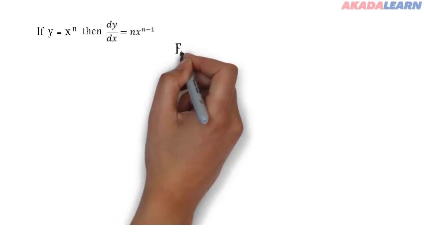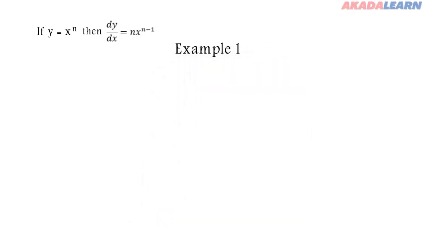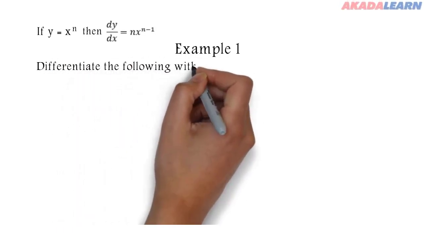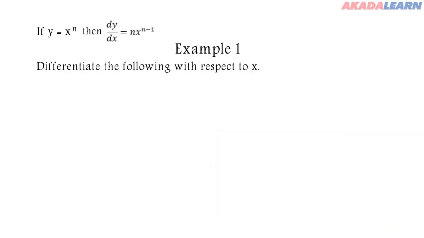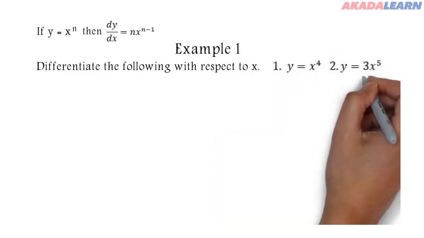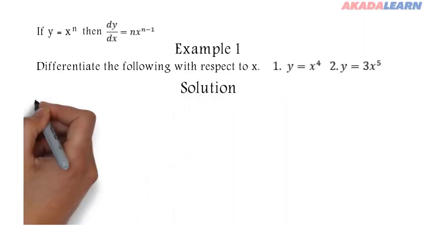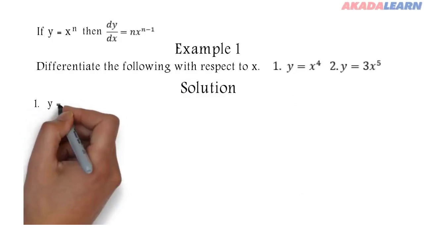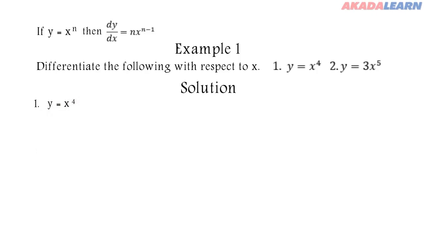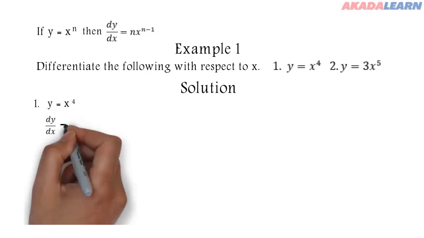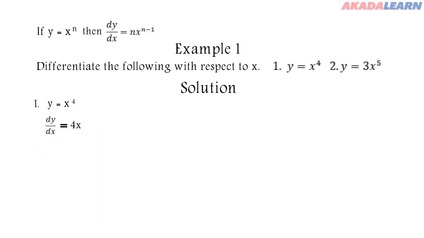So we are going to see some examples where we are going to apply this. We are asked to differentiate the following. We are going to be seeing two questions right there. We are going to differentiate y with respect to x. Starting with the first one, first thing we write our question. So y is equal to x raised to the power of 4. My n is now 4. So according to the formula above, dy/dx will be equal to, we use 4 to multiply x and we subtract 1 from 4. And when we simplify further, we get 4x raised to the power of 3.